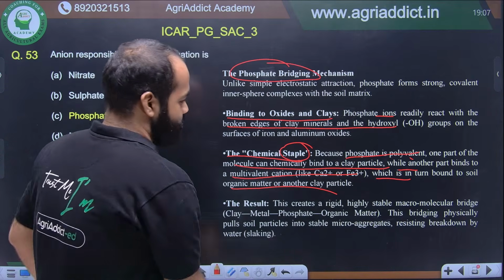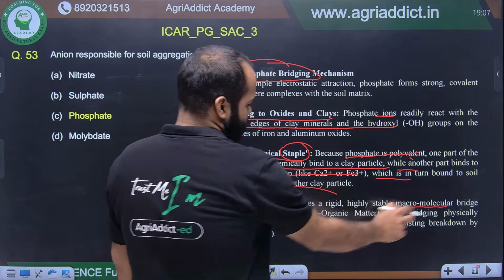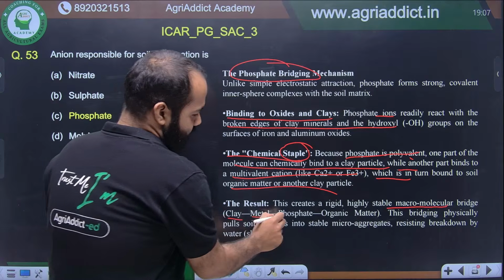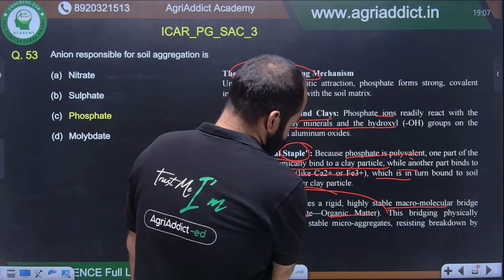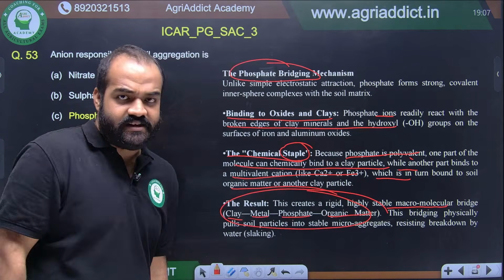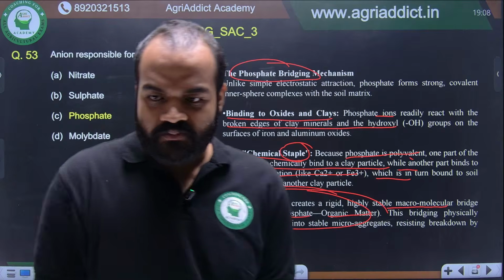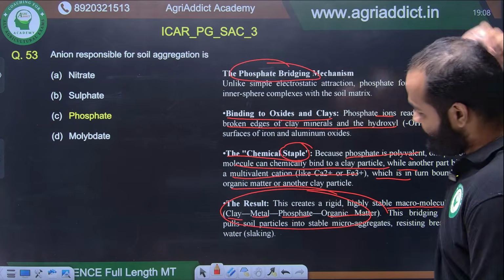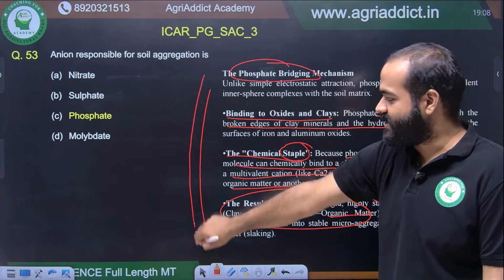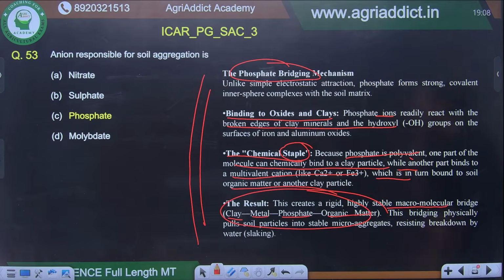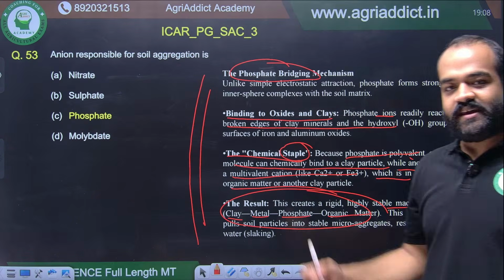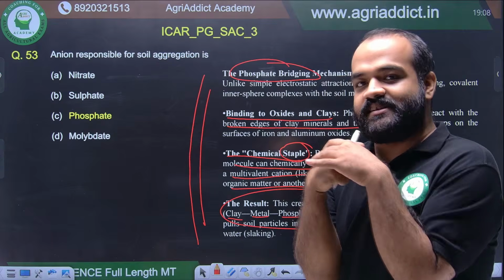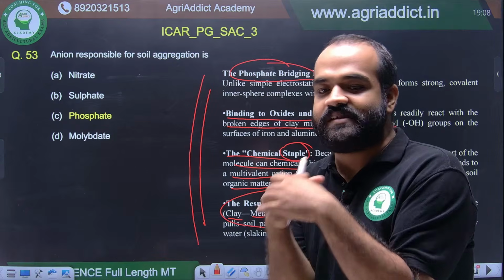And also, this creates a rigid, highly stable macromolecular bridge. Clay, metal, phosphate, organic matter, everything is bound together and it helps in aggregation. This is, see, as it is fixed in soil. Here I have given all the reasons. Phosphorus ligand exchange होके soil के साथ रहता है. It is not mobile. It will not leach down. It will stay there.